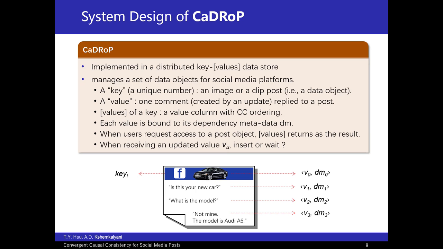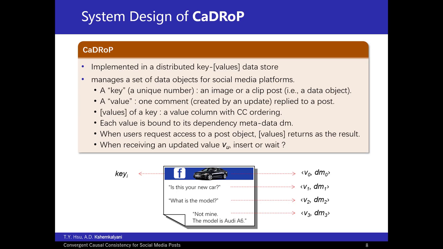Here is a high-level view of the system design of Causal. Causal works in a distributed one-key-multiple-values data store to manage a set of data objects for social media platforms. A key corresponds to an image or a clipped post. A value represents one comment replied to a post. Each value corresponds to one update operation.